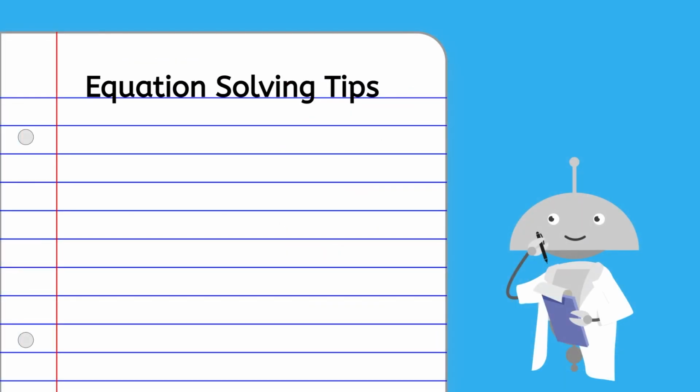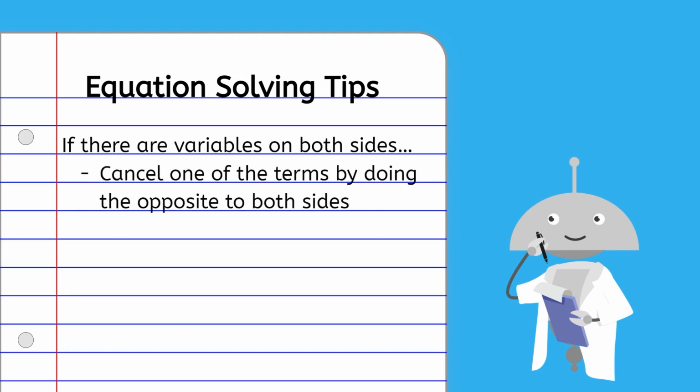When it comes to solving equations, you can only isolate the variable when you have a single variable term. If there are variables on both sides of your equation, you'll need to cancel one of the terms by doing the opposite to both sides.